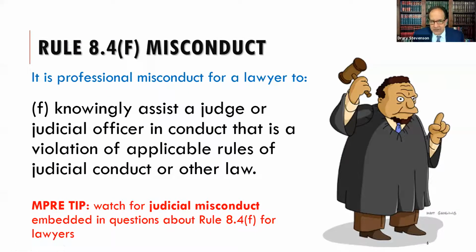8.4F, it's a violation to knowingly assist a judge or judicial officer in conduct that's a violation of applicable rules of judicial conduct or other law. So if we have a judge doing something like, I'll give an extreme example, accepting bribes or coercing people into bribing the judge or things like that, and then you are helping the judge cover it up, or you're a co-conspirator in this, that would count as a violation of this rule.